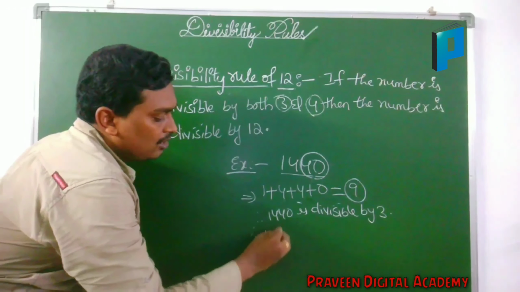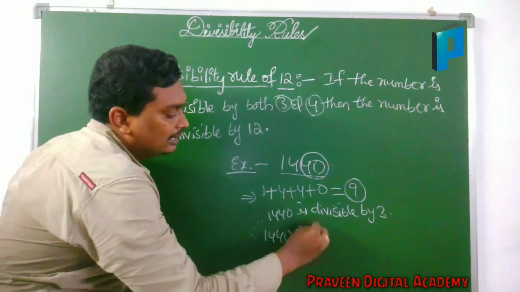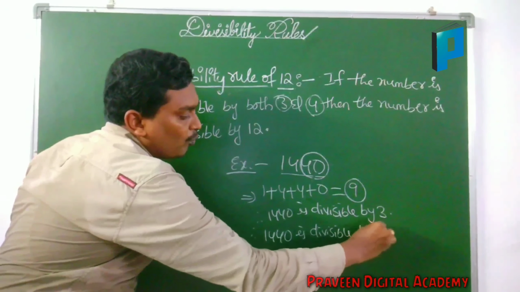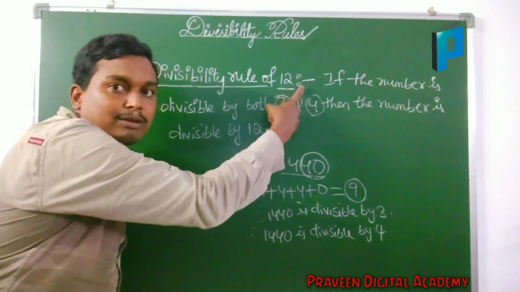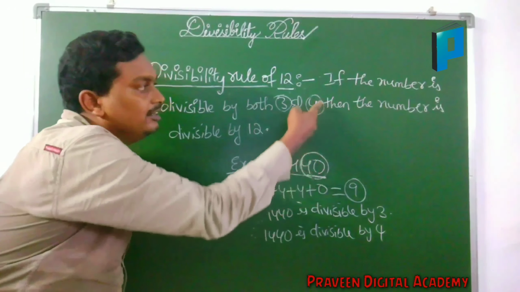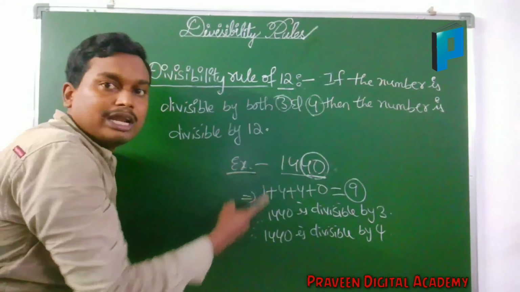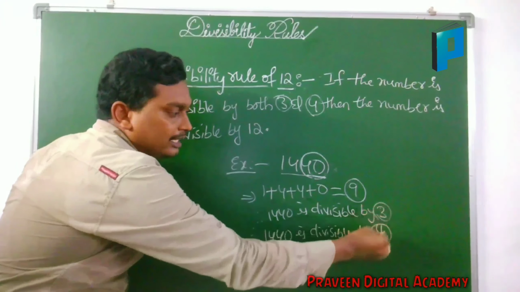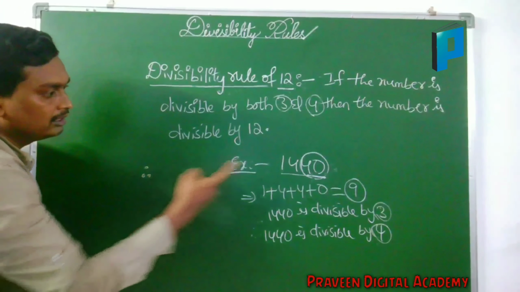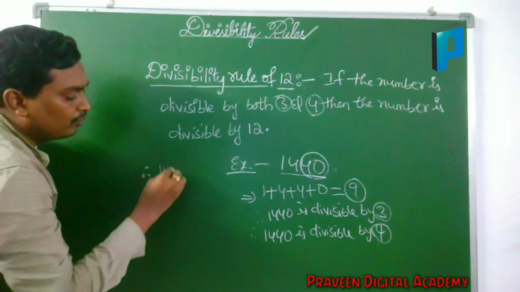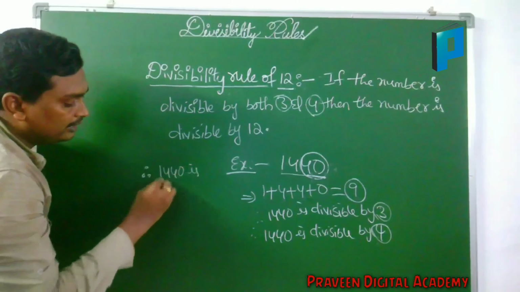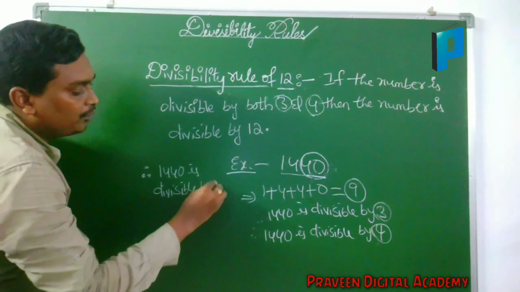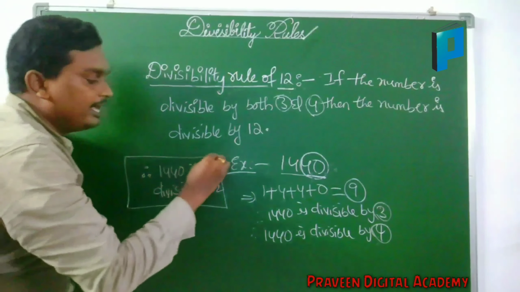Therefore, what can I say here? 1440 is divisible by 4. Why is 1440 divisible by 4? Because the last 2 digits are divisible by 4, therefore the total number is divisible by 4. If the number is divisible by both 3 and 4, then we can say that the total number 1440 is divisible by 12.